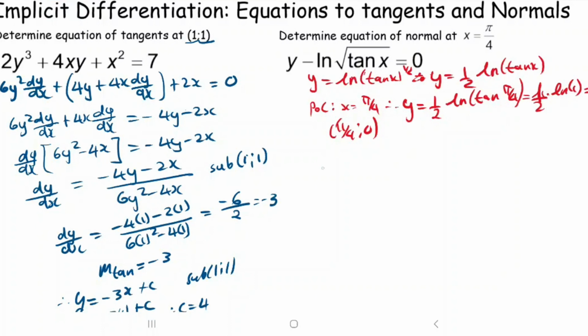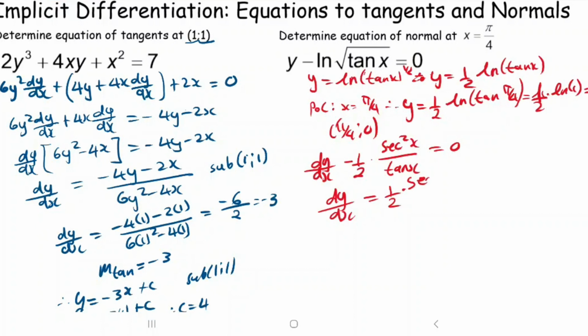Now let's work this out. On the other side here, we'll get dy/dx. If we are trying to find the derivative of this function, we'll now have a half, and this becomes the derivative of tan x. So remember, according to the rule for ln of tan x, we'll have tan x at the bottom and the derivative of tan x in the numerator. So this ends up giving us a half times sec squared of x over the tan of x.